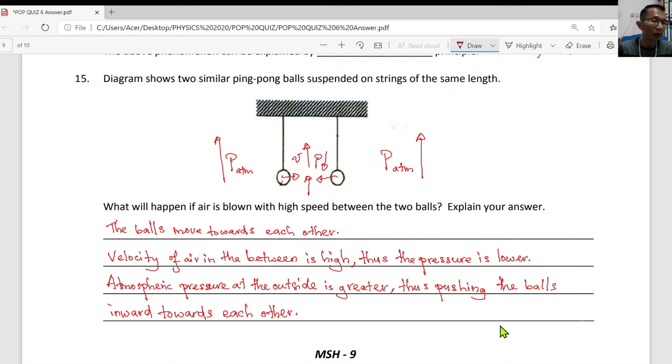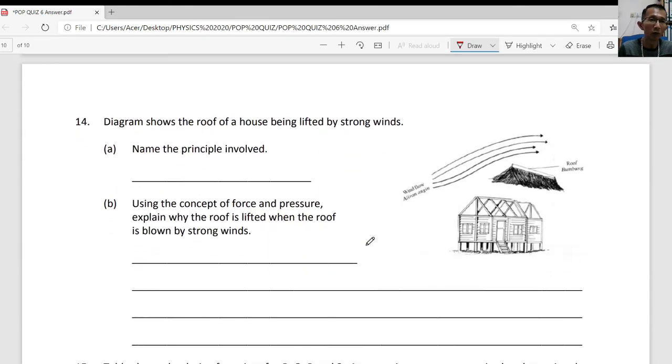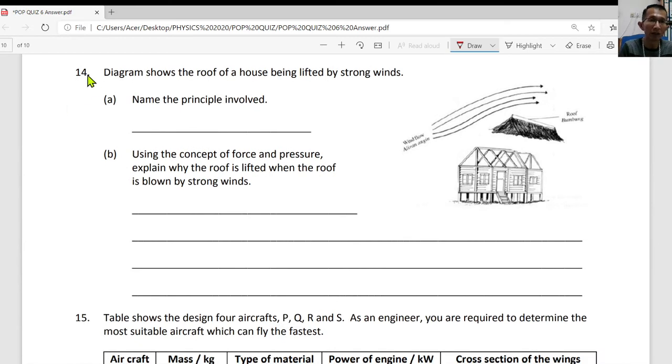So let's move to the next questions. Oops, this is supposed to be question number 16, and this is supposed to be question number 17. Sorry for that. Okay, the diagram shows the roof of a house being lifted by strong winds.